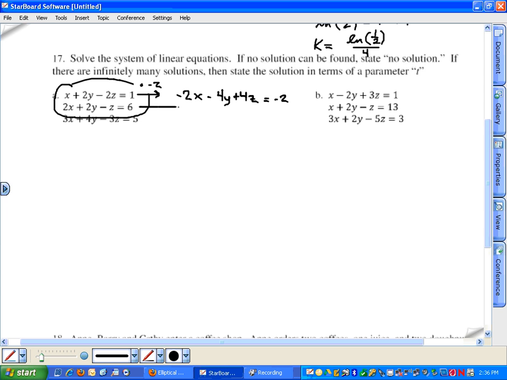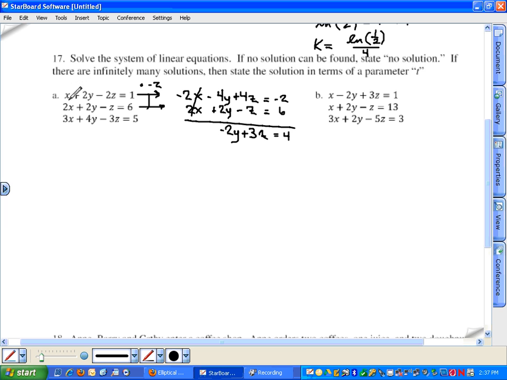I didn't do anything to the middle equation. That's going to stay 2x plus 2y minus z is equal to 6. When we now eliminate the x variable, that results in negative 2y plus 3z is equal to 4.